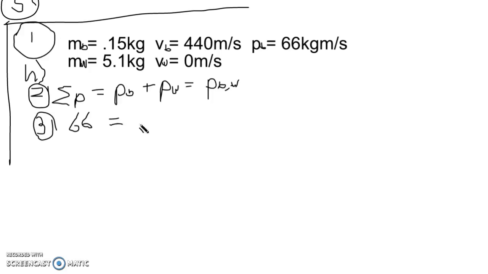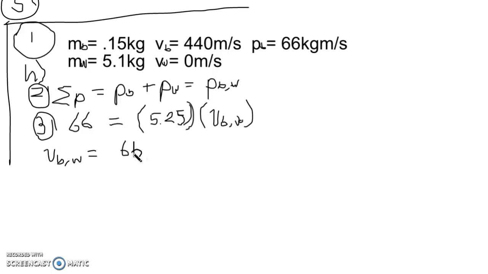So first, let's combine the masses, and I think it's 5.2 kilograms. 5.25, sorry. I'm not that bad at math. And we have the velocity, which we don't know. Let's say B, comma, W. Okay, so this equation isn't too bad. Then we just divide both sides by 5.25, and we get that the velocity of this system is around 12.57 meters per second.